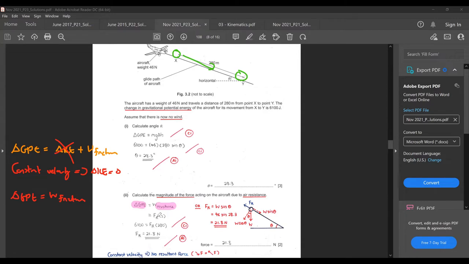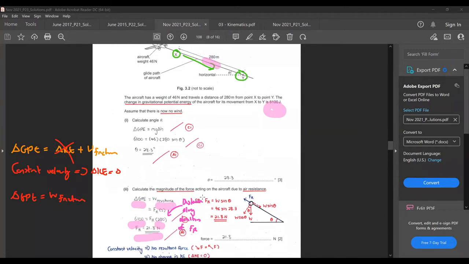Now, work done against air resistance is the air resistance itself multiplied by the distance along the direction of the air resistance. So in my case, it will be 6,100, which is from here, and then 280, which is from here. I will be able to get the force of air resistance as 21.8 newton. Okay. So the distance used must be the distance along the direction of FR, the direction of air resistance.